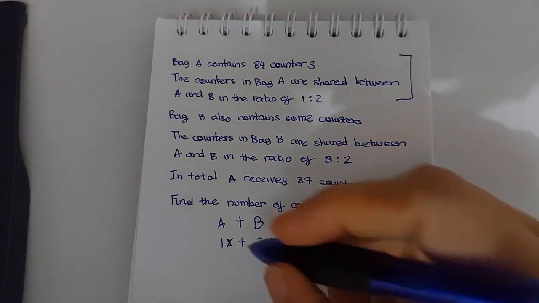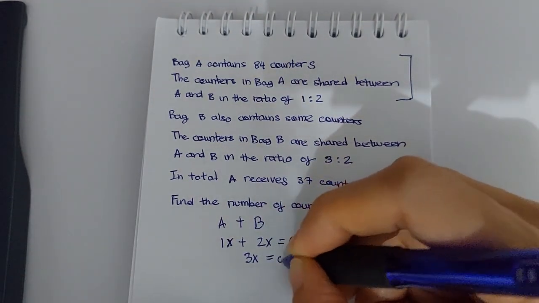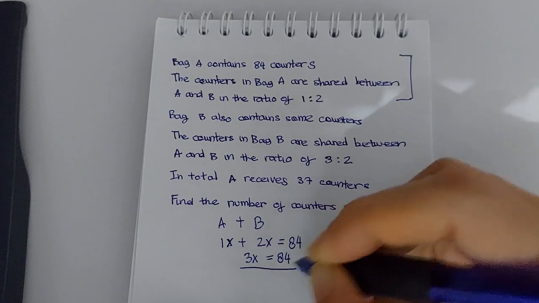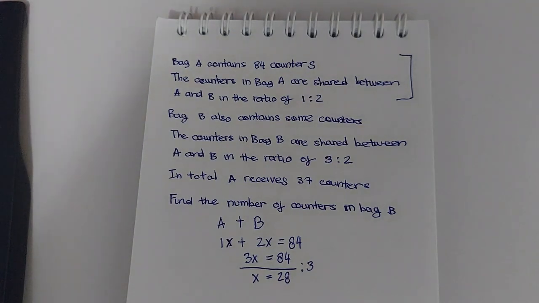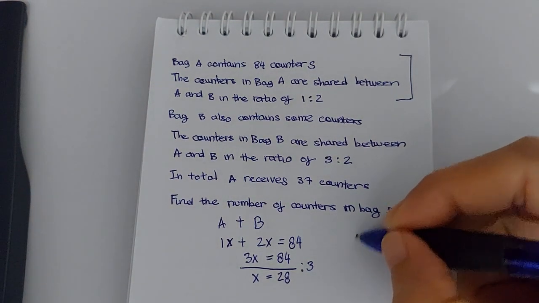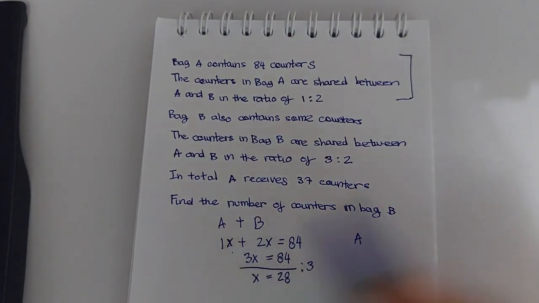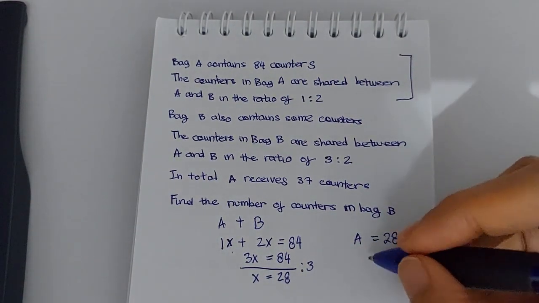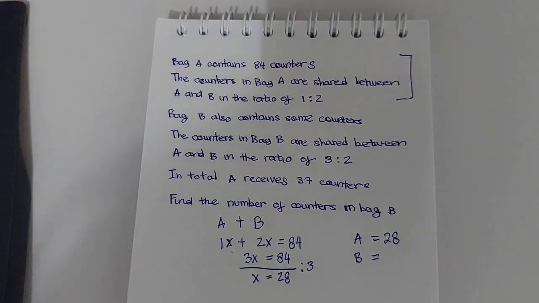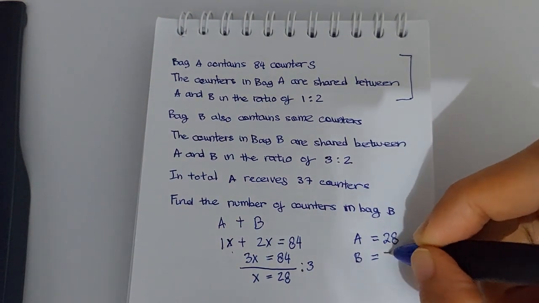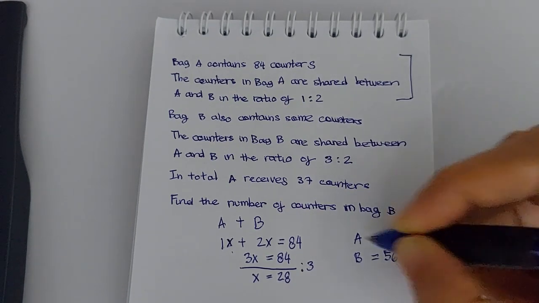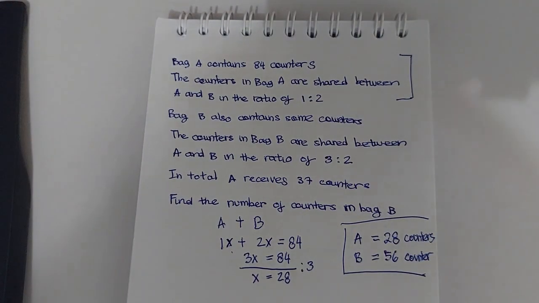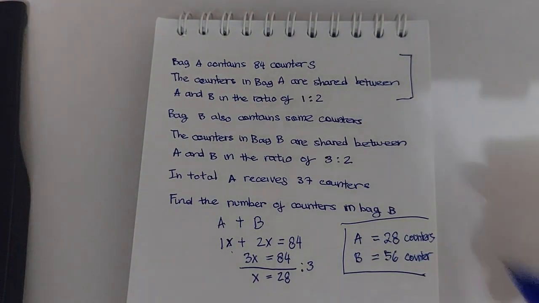1x plus 2x, you can simplify, becomes 3x. And this one will be 84. To get the value of x, divide it by 3, and this one will be 28. Until here, okay? Yes, 28. It means A gets 1x, so A gets 28 counters. And B will be 28 times 2, which is 56 counters. Correct? So from the first paragraph, you get this information: A gets 28 counters, B gets 56 counters.